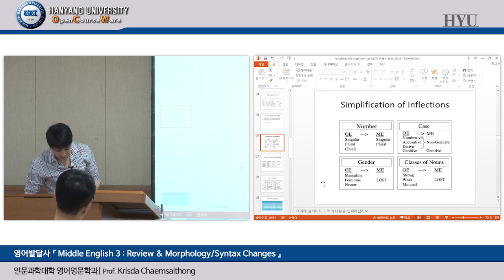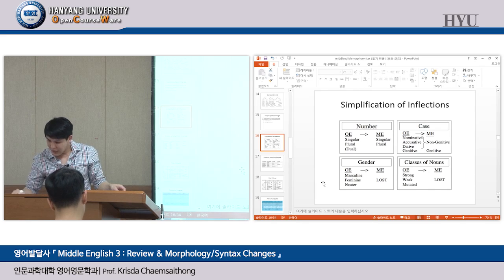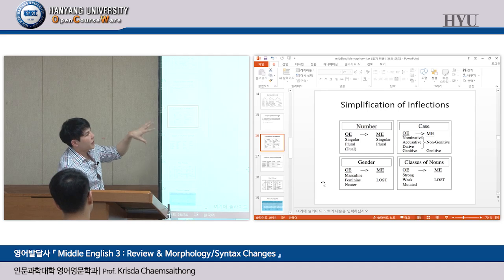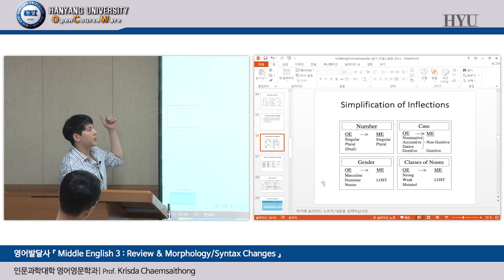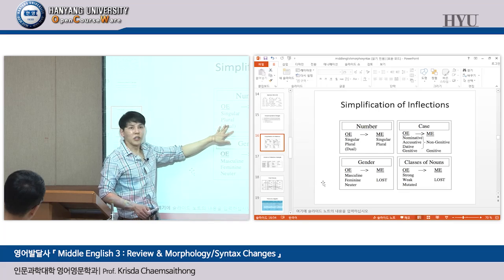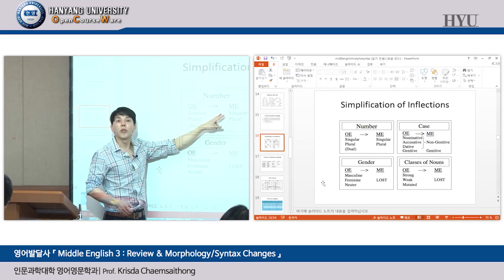So let's look at the simplification first. Simplification of inflections. Here, these are for nouns. Simplification of noun inflections, nominal inflections. So nouns in Old English are inflected for number, case, gender, and classes, remember? So number, in Old English, you have singular, plural, and sometimes dual, especially in pronouns. So we got rid of the dual, so we have singular and plural left.